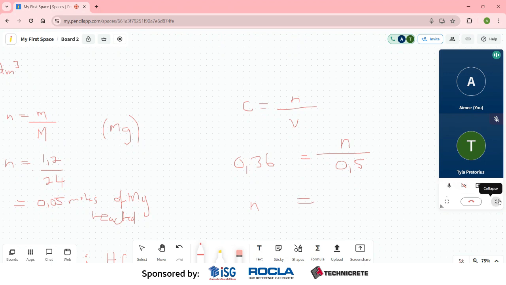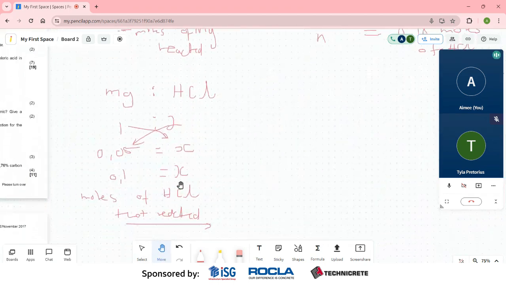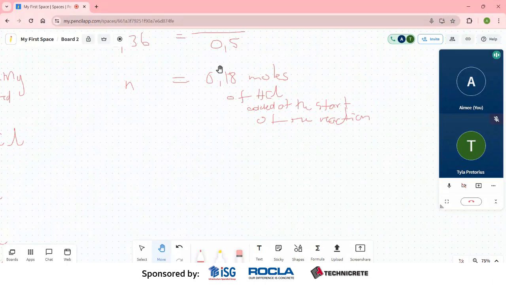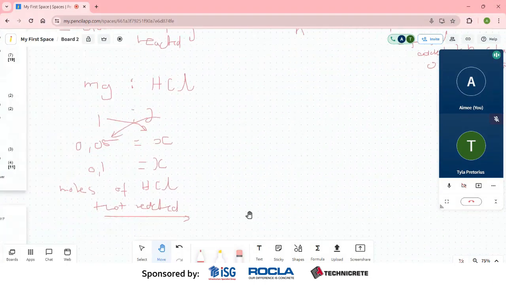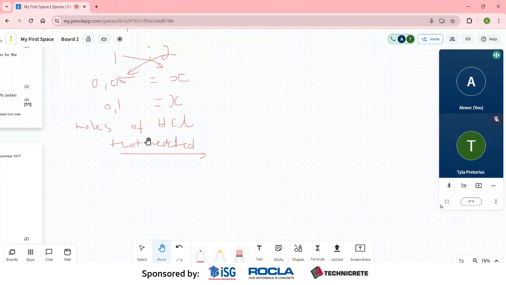We solve and we get 0.18 moles of HCl added at the start of the reaction. So this is how many moles was added at the start of the reaction. And this is how many of HCl. This is the number of moles of HCl that was added at the start of the reaction. And this is the number of moles of HCl that was used.